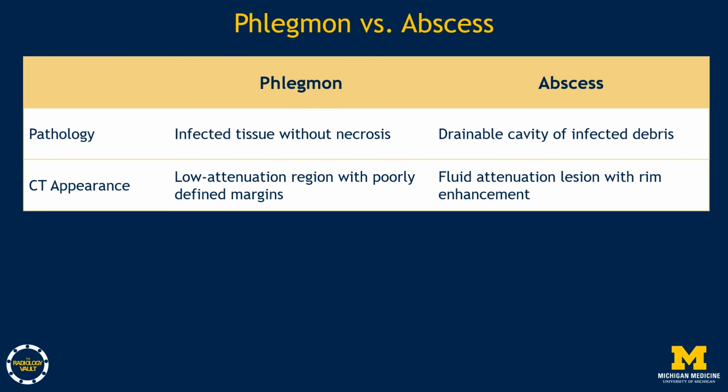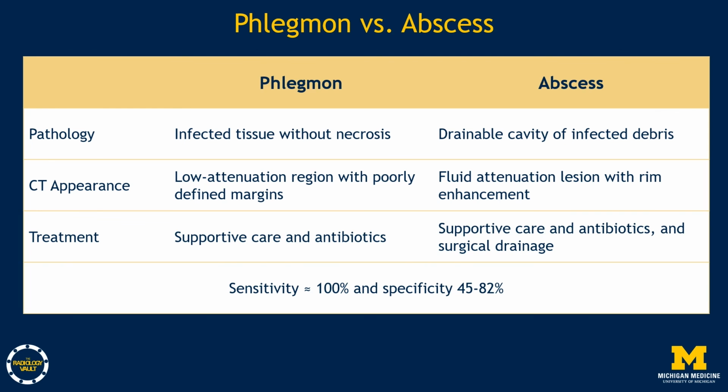On imaging, the phlegmon appears as an ill-defined low attenuation region with poorly defined margins, compared to the abscess, which has fluid attenuation appearance with an enhancing rim. Management of a phlegmon requires supportive care with hydration and pain management as well as antibiotics, compared to the abscess, which will require supportive care, antibiotics, along with surgical drainage.